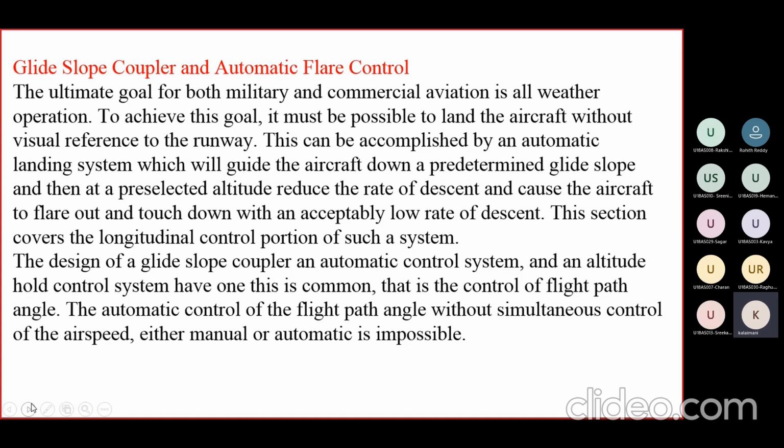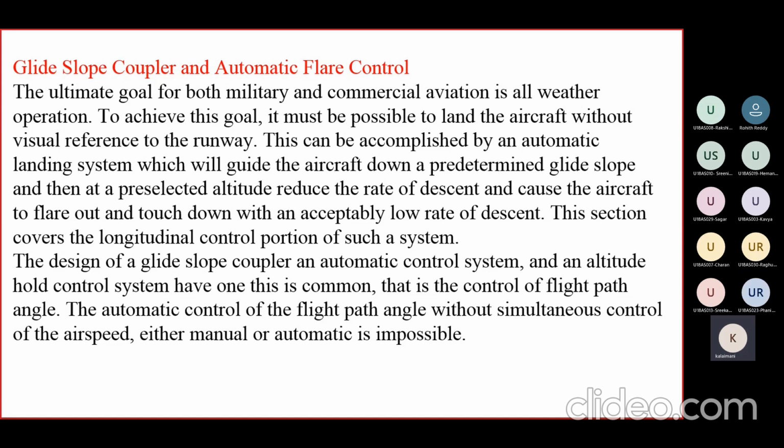Okay, so the ultimate goal for both military as well as commercial aviation is that the aircraft should be operated in all weather operations. How is it possible to operate the aircraft in all weather operation? Without a visual reference of the runway, the pilot should be able to land the aircraft. If you want to achieve this, it must be accomplished by an automatic landing system.